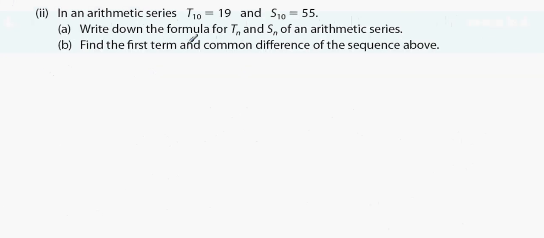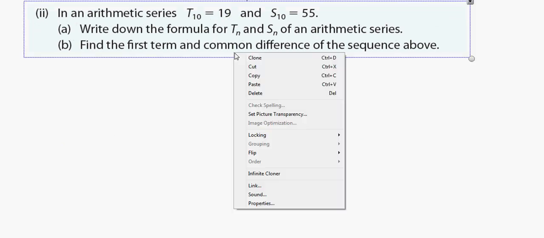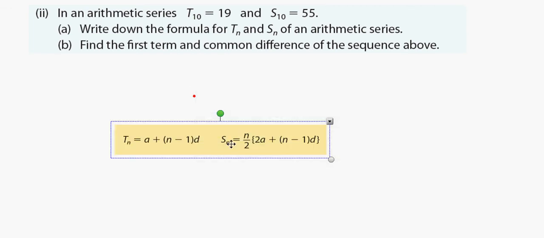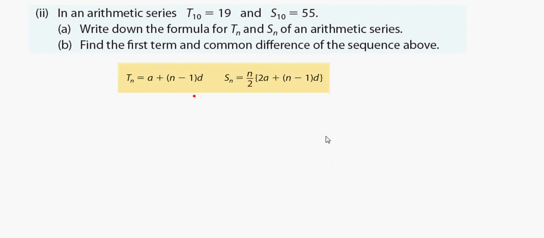Next part. Arithmetic series: T10 is 19 and S10 is 55. Write down the formula for Tn and Sn of an arithmetic series. Okay, so that's part A just done there. You just need to look up your tables and write down the two formulas, okay? Find the first term and common difference. So we're looking for A and D.